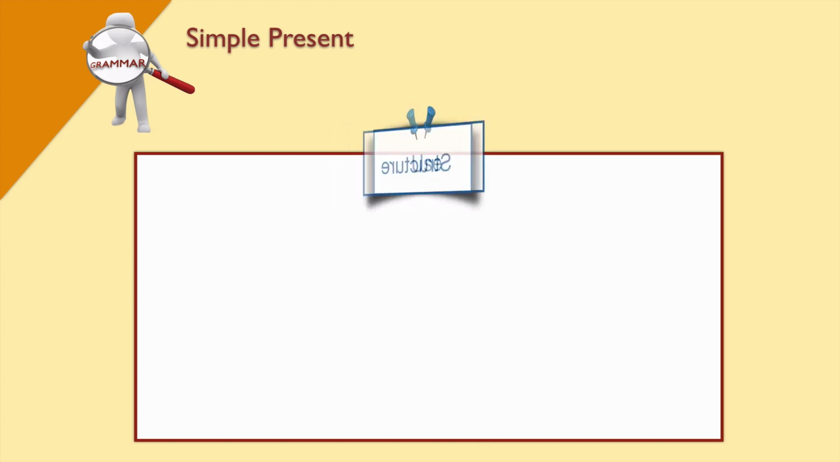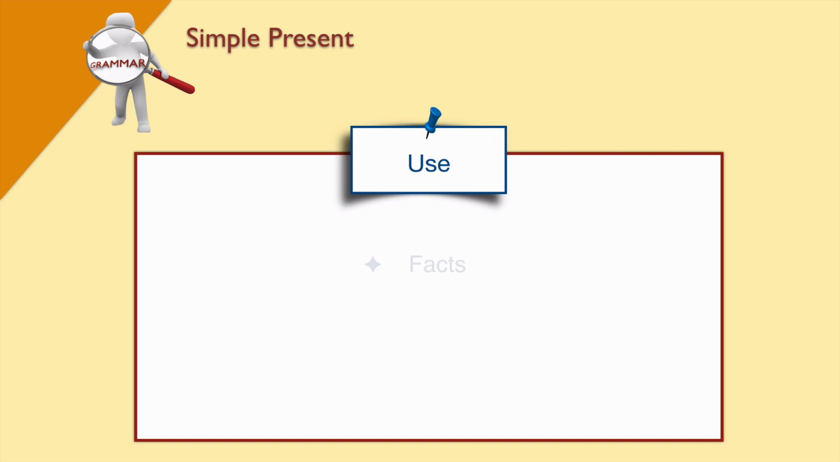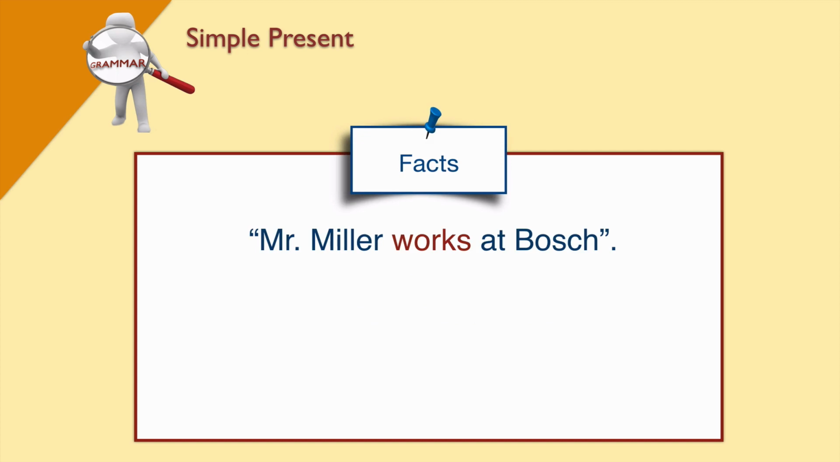When do you use a simple present? You use a simple present when you talk about facts or repeated actions and habits. Let's look at some facts. Mr. Miller works at Bush. That's a fact. Mr. Miller is he, so you add an s to the verb work. Mr. Miller works at Bush.